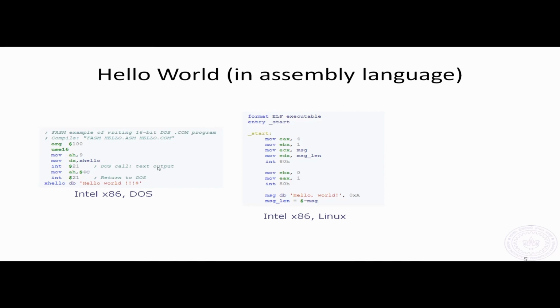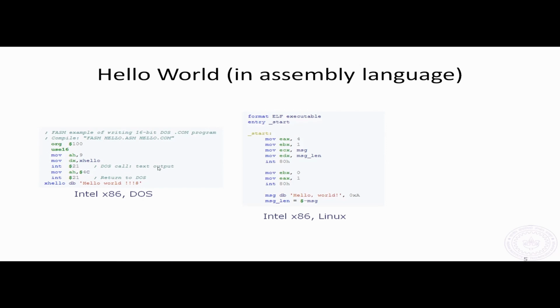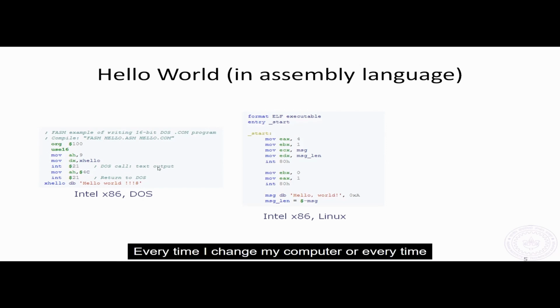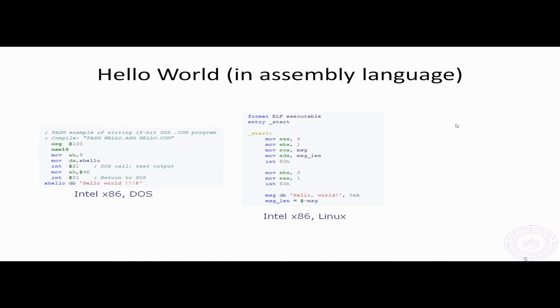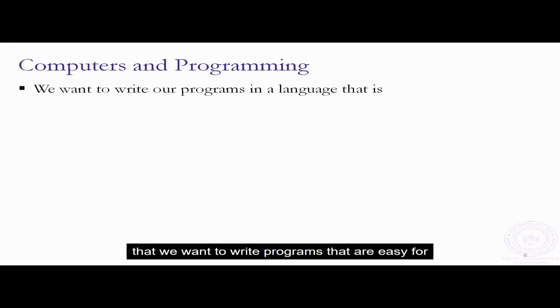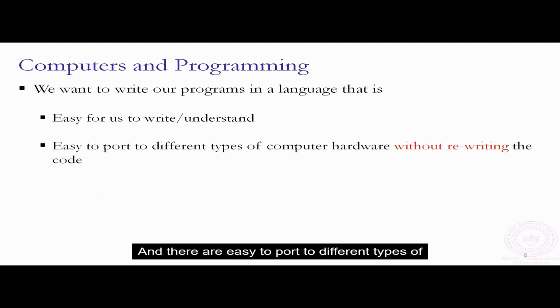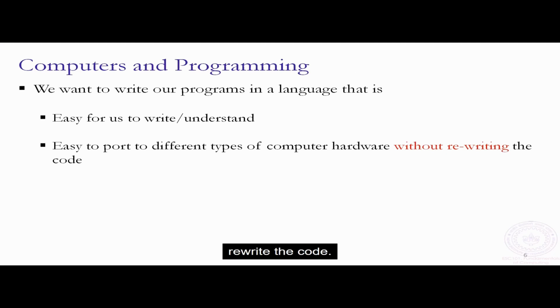So this is not good. I don't want to have to write a program from scratch every time I change my computer or every time I change my operating system. So the whole point of programming is that we want to write programs that are easy for us to write and understand, and that are easy to port to different types of computer hardware without having to rewrite the code. And both of these objectives are very important in real life.